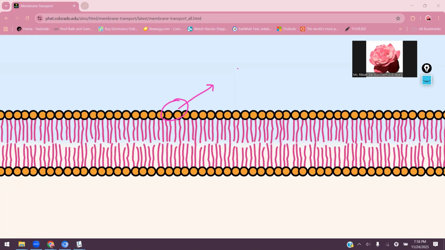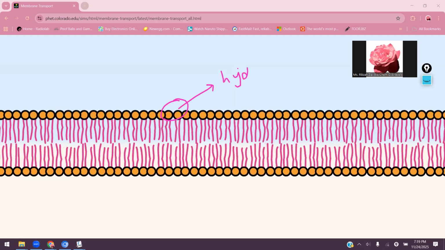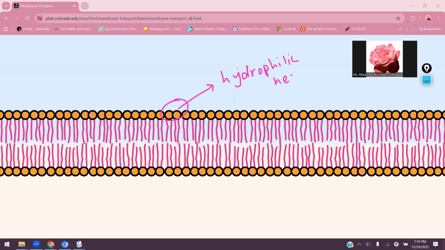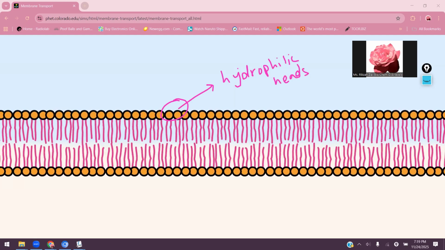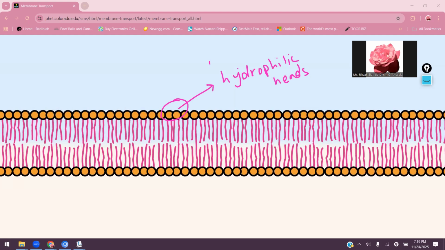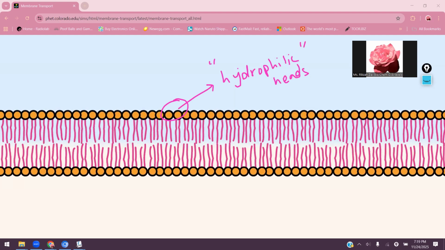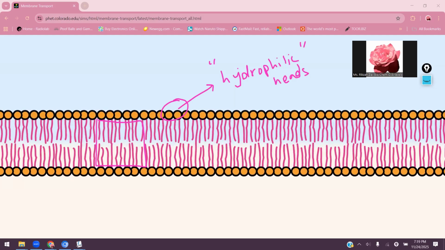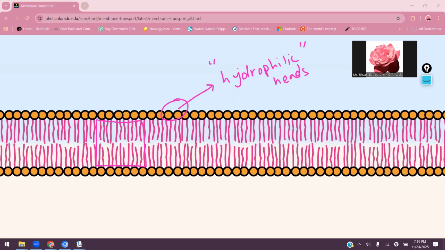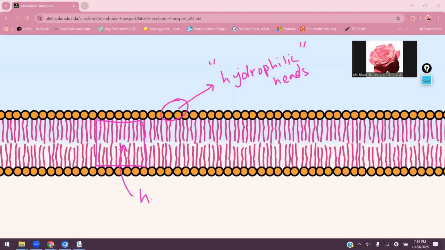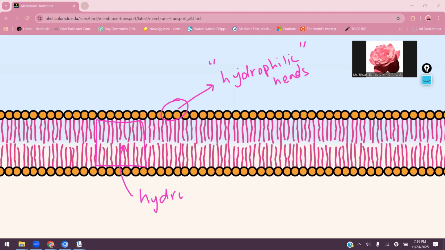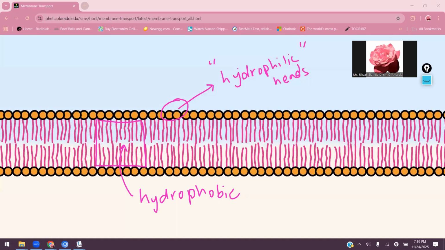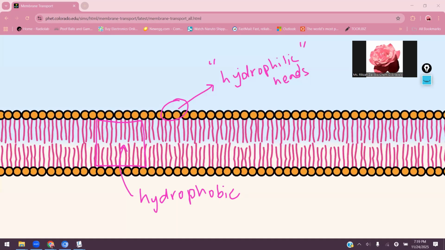We see these hydrophilic heads. They love to interact with water. They can interact with water. So hence the word hydrophilic, water loving. These tails that you see that are making the interior of our lipid bilayer, they're largely hydrophobic. So they don't want to do anything with water, right?